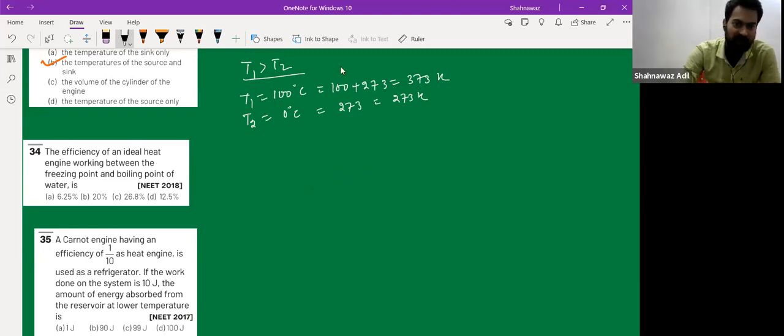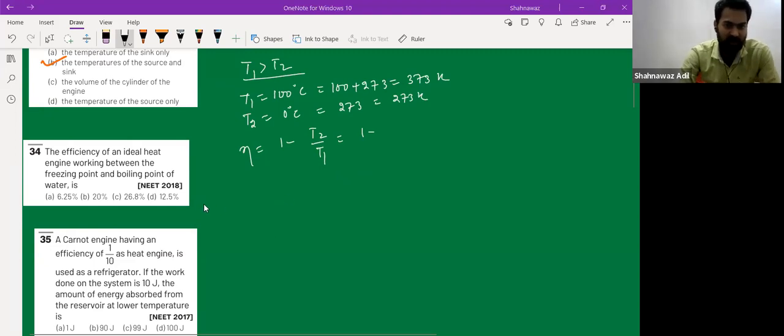Yes, let us check. 26.8. Okay. So what would be the efficiency here? So this would be 1 minus T2 by T1. So this would be how much? 1 minus... Perfect. Okay. So two guys got it. Yes. So this is 273 by 373.